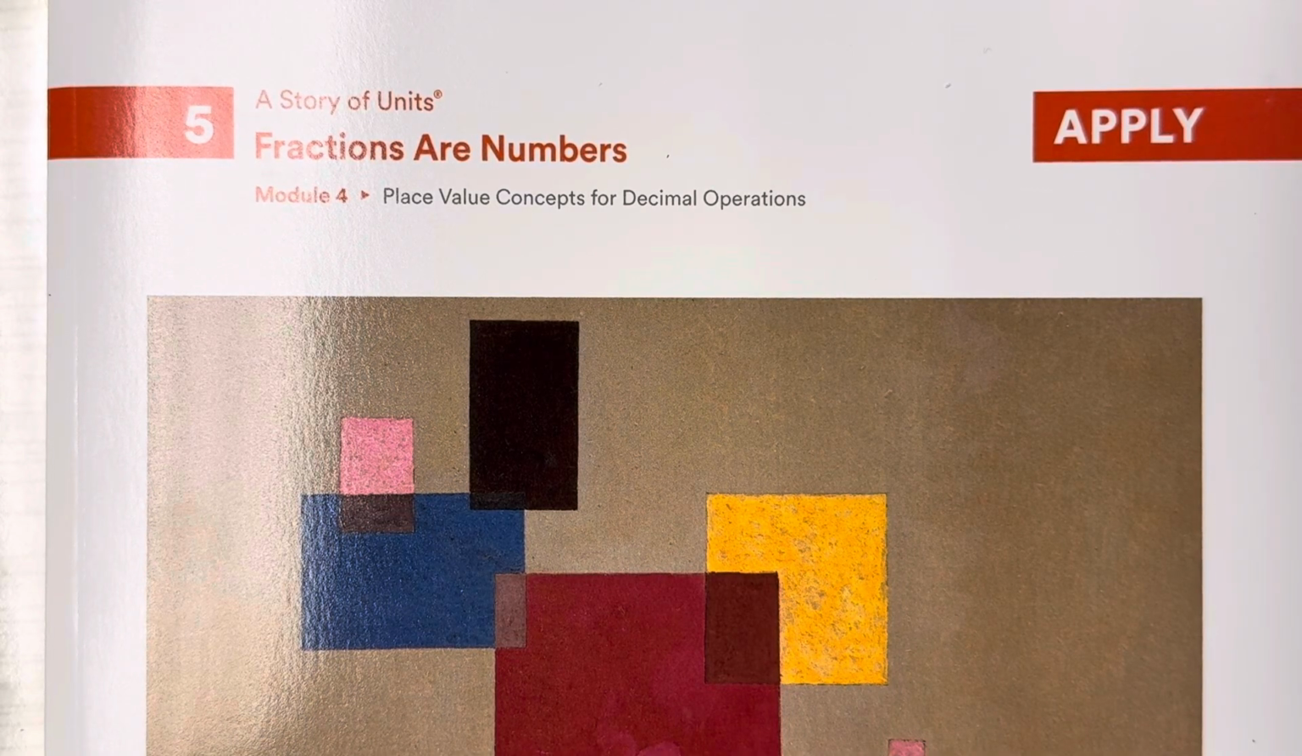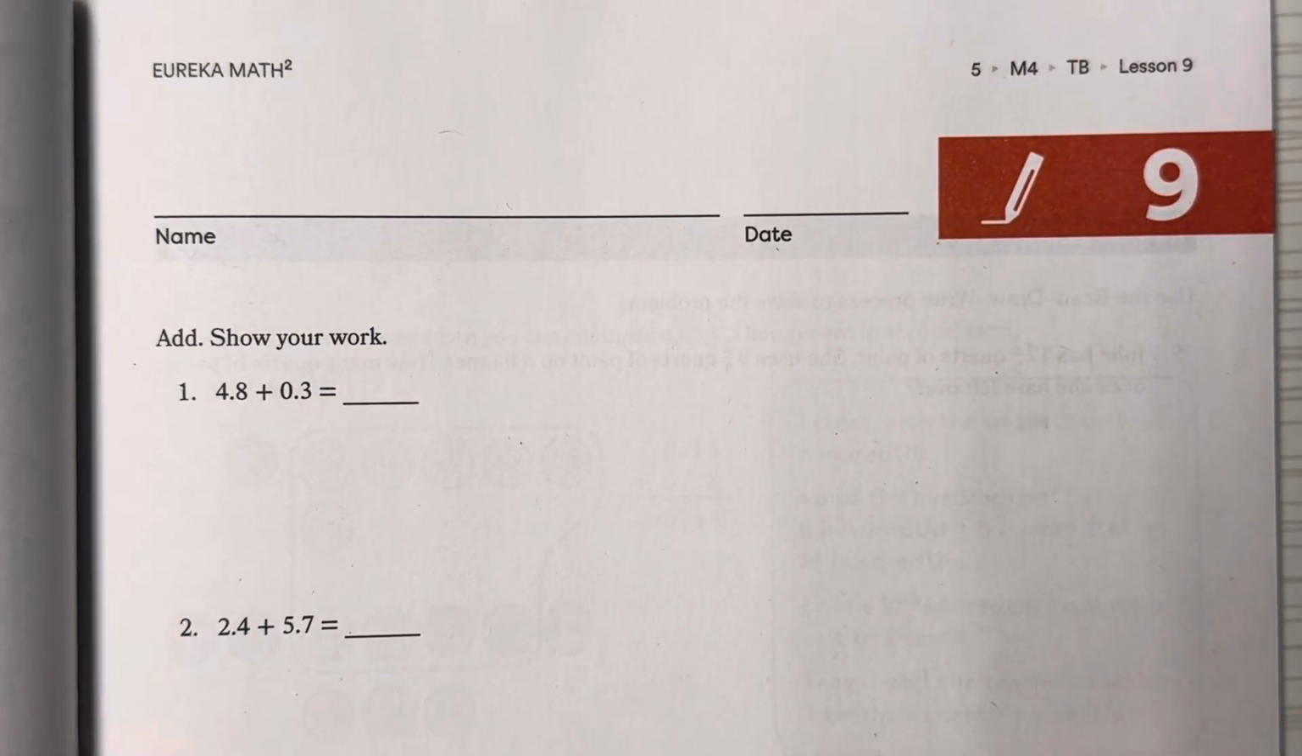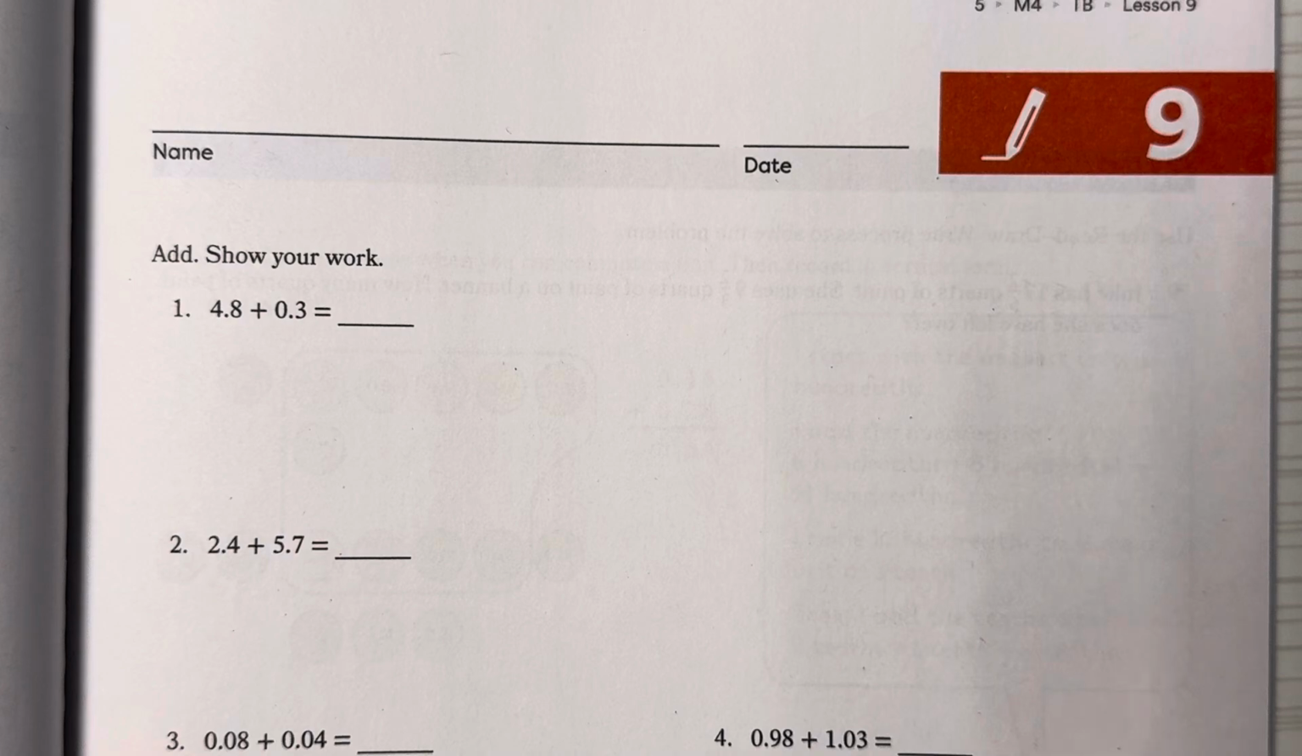Tonight we are moving on to a new topic. We are still in Module 4 and we are still talking about decimals, but we are moving on to topic B, which is about adding and subtracting decimals. So tonight we're starting on page 59, which is lesson 9, and we're going to start by taking some notes about when we add decimals.